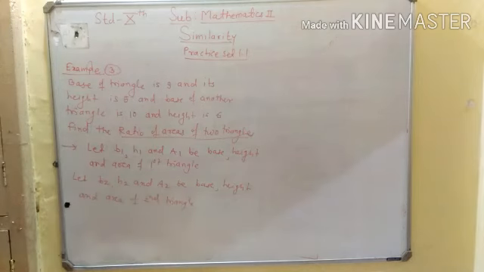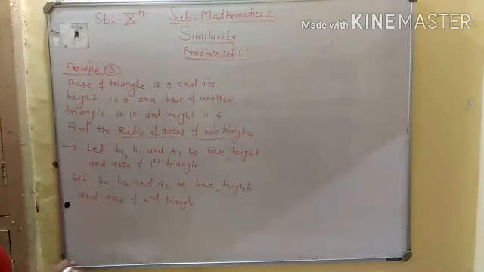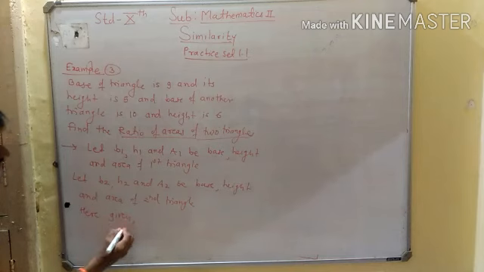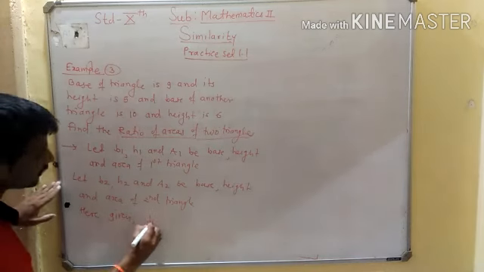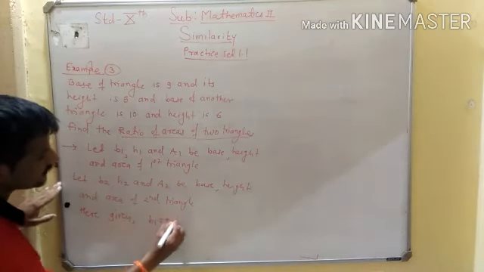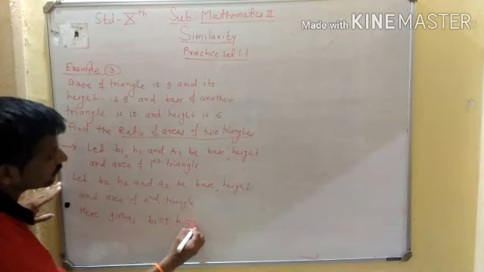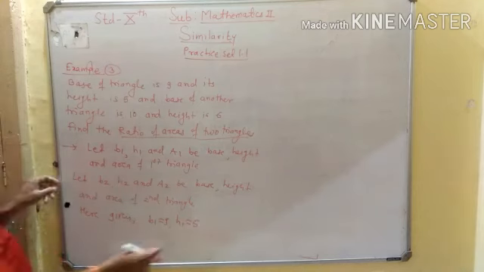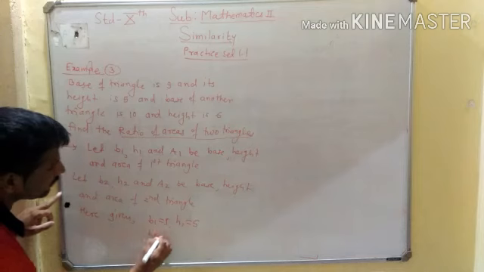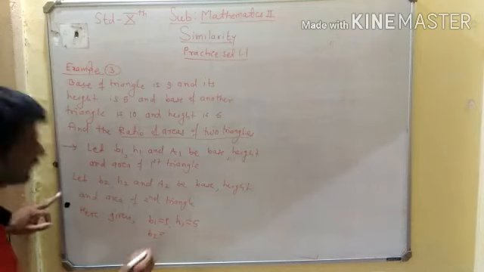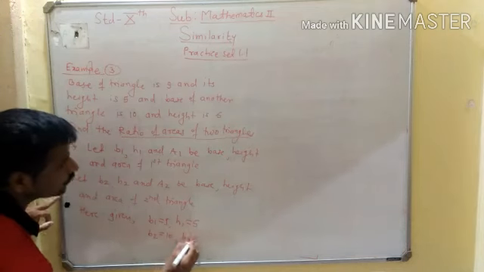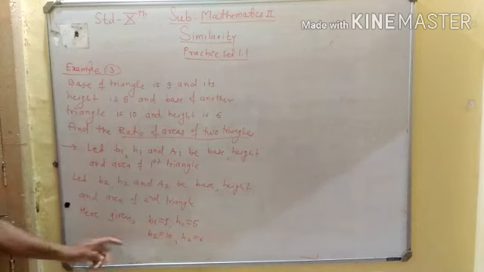Look at here, most important concept. Now what is given here? Given: the base of the first triangle is 9. Its height h1 is equal to 5. Base of the other triangle b2 is equal to 10 and height h2 is equal to 6. Look at here, both the bases and heights are different.